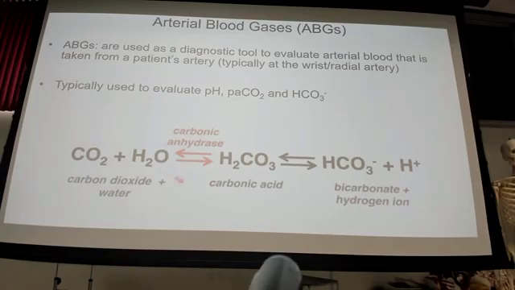This is the equation that is the basis of arterial blood gases and acid-base disturbances, and that is carbon dioxide plus water, in the presence of carbonic anhydrase, will produce carbonic acid. Now, depending on what's going on in your body, that carbonic acid will quickly dissociate to bicarbonate and a hydrogen ion.